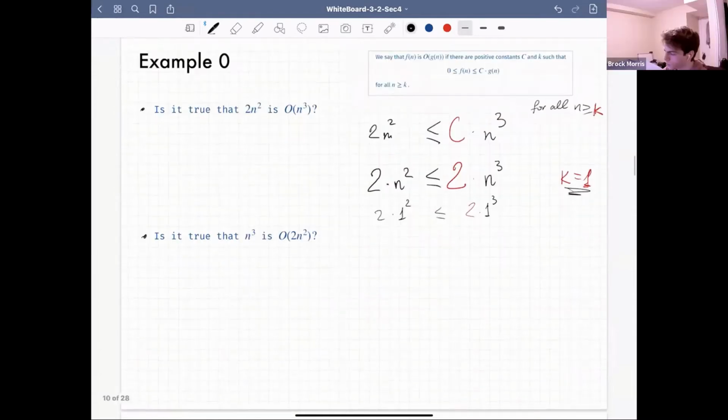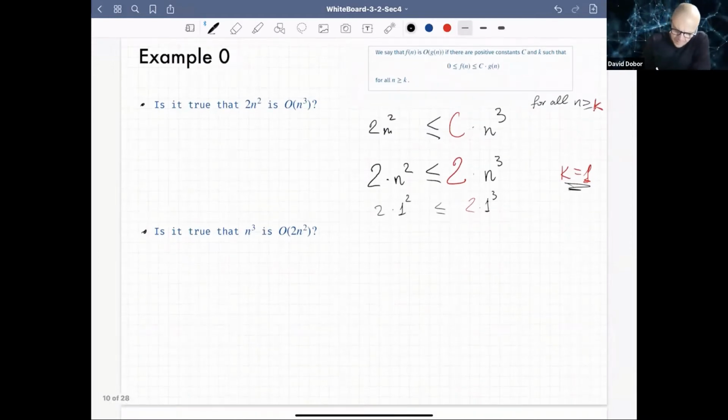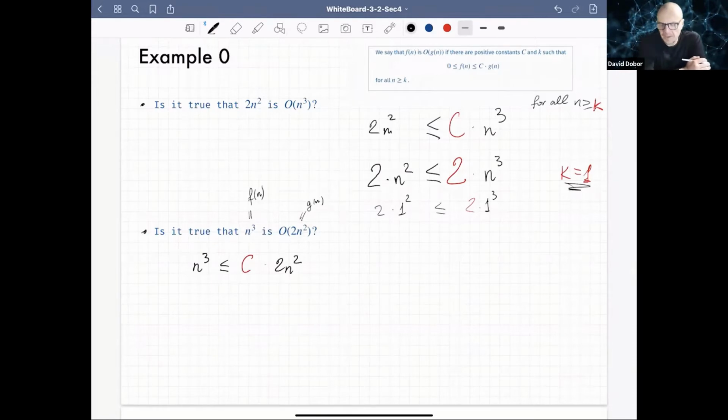Okay, all right, so how about this one? Is it true that n cubed is big O of 2n squared? N cubed is less than or equal to some constant multiple times 2n squared. 2n squared is my function g, so this is my g of n, and this is my f of n. Those are the roles played by f and g, respectively, in the definition for this example.